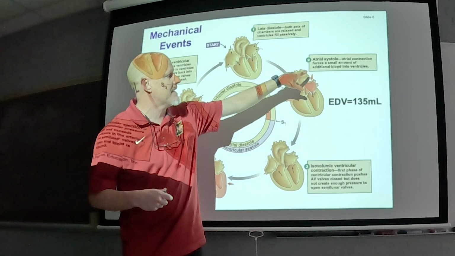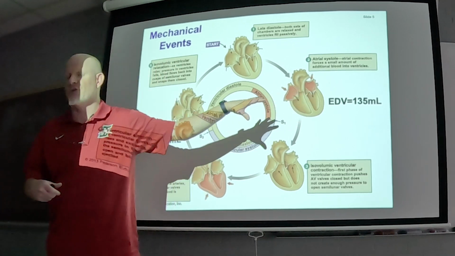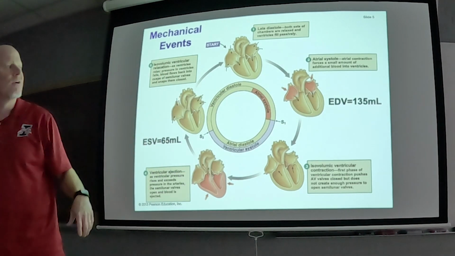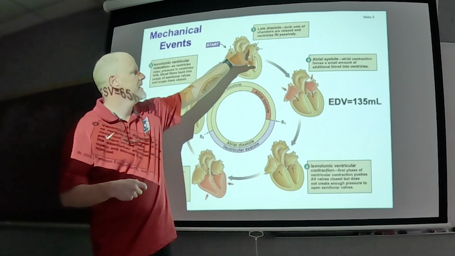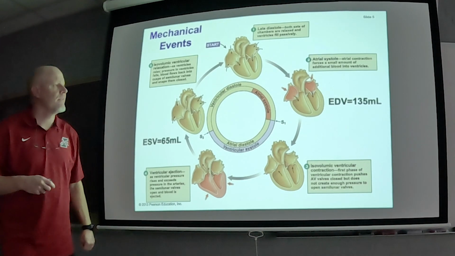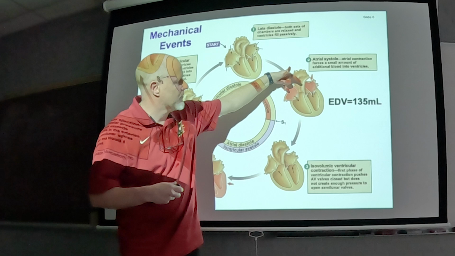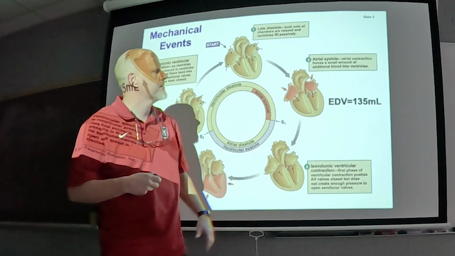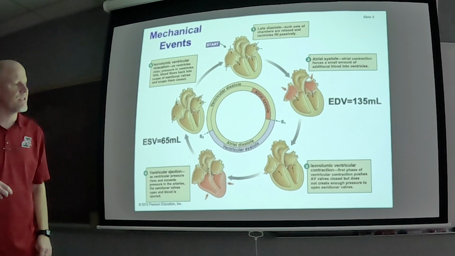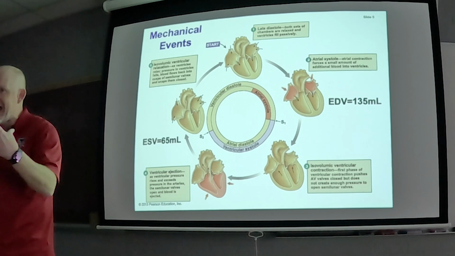You're going to stop passively filling, and you're going to just eject whatever's left over, whatever hasn't passed into the ventricles. The valves are already open, so we eject the blood from the atria into the ventricles during atrial systole, and then they start to relax.